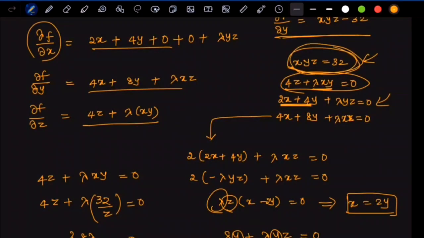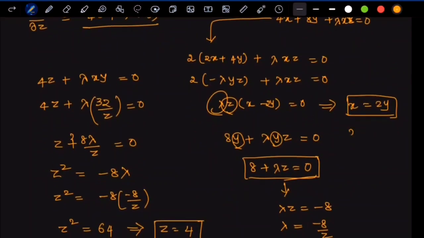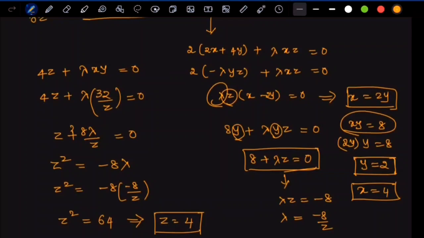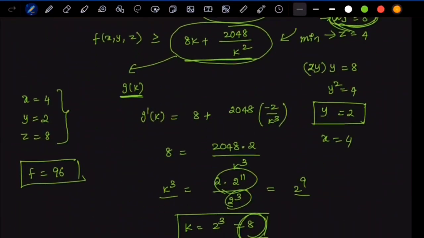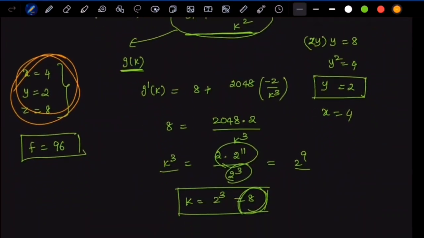If z is equal to 4, from this we get xy is equal to 8. So put x is equal to 2y in this. So this will give y is equal to 2. Alright, when y is equal to 2, from here we get x is equal to 4. So we got x is equal to 4, y is equal to 2 and z is equal to 4. The same values that we got here when we used the concept of AM-GM and differentiation.